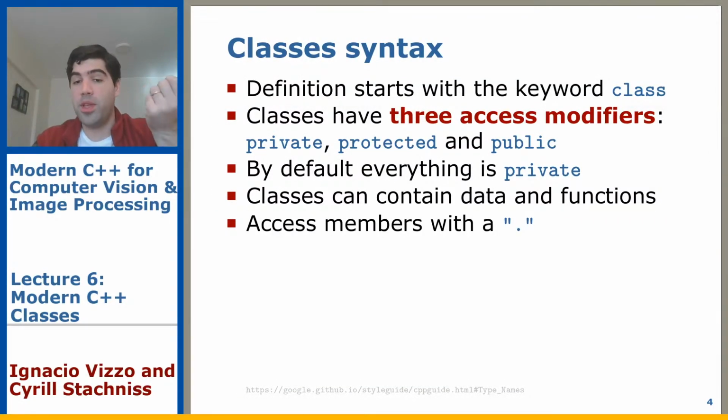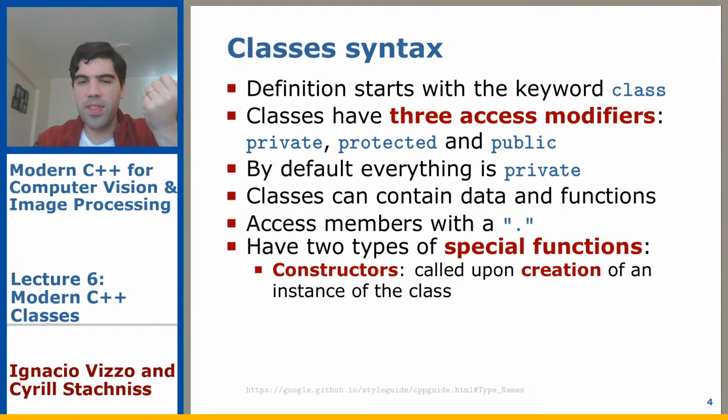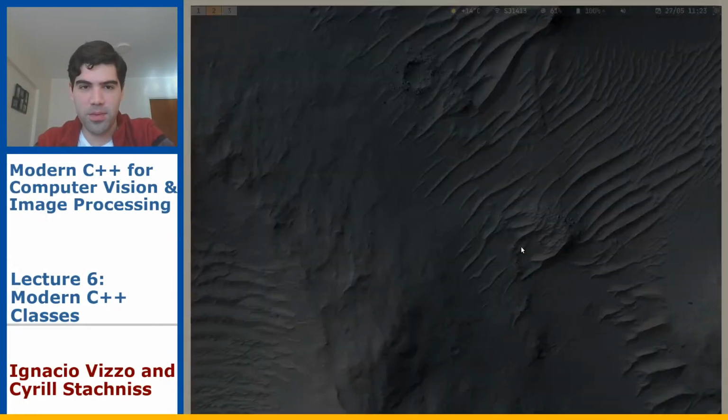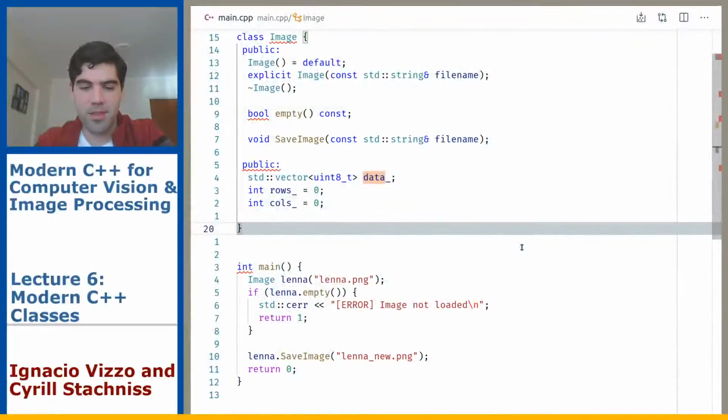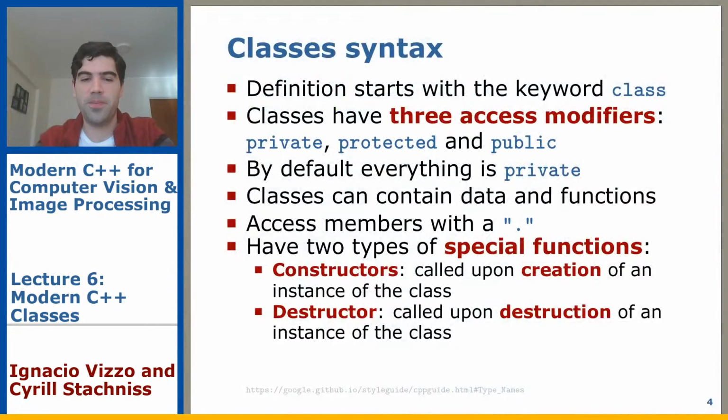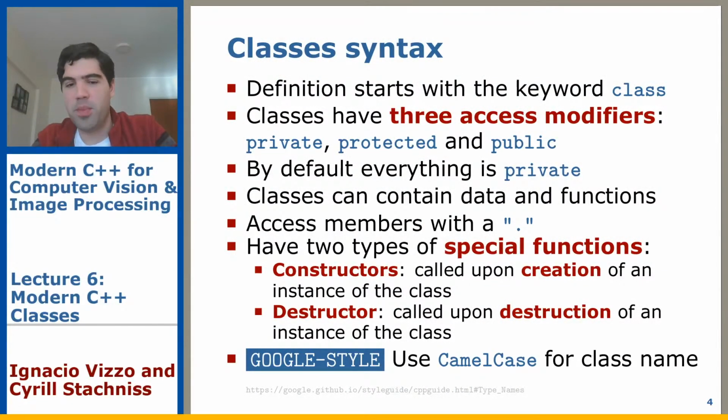You can access any member with the dot operator, and any class will always have two special functions. One is called the constructor, that is called upon creation of the instance, and the other is the destructor. The constructor will always have the same name as the class, and the destructor has this tilde here. So that's how you define a destructor. And then it's just a recommendation: Google style says to use camel case for the class name. This is not strict, so the compiler doesn't care, but if you see camel case, then it's probably a class.